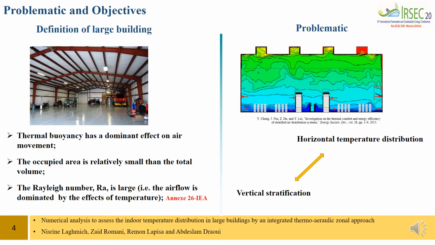So the key issue of this study is the large buildings. According to Annex 26 of the International Energy Agency, a building is considered large if one or more of the statements apply. For example, the occupied area should be small relative to the total value. In this kind of building, the notion of indoor temperature variation within large buildings induces the notion of vertical stratification and/or horizontal temperature distribution.